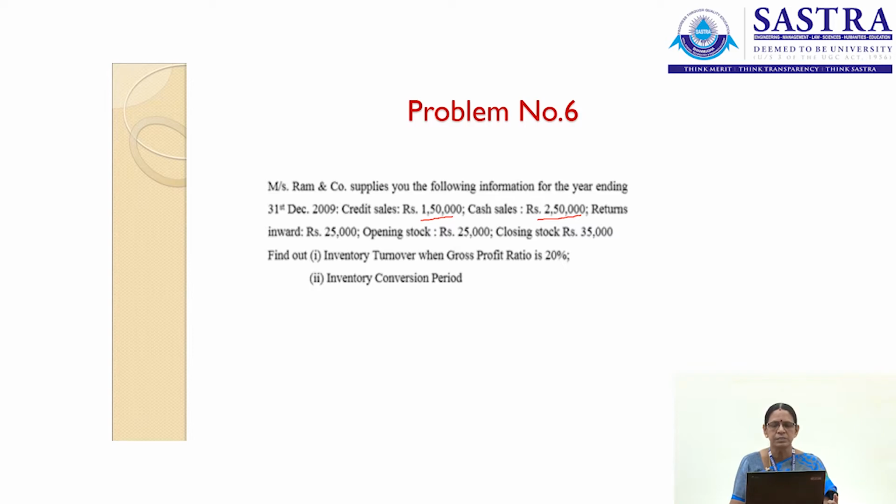Now sales returns. Returns inward is otherwise called the sales returns. Sales returns is 25,000. So whenever we want to find out your net sales, total sales minus your sales returns. Opening stock is 25,000, closing stock is 35,000. So this is useful to calculate your average inventory. Now we have to find out inventory turnover when gross profit ratio is 20% and the inventory conversion period.